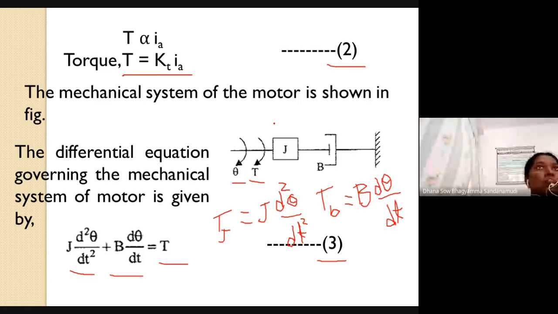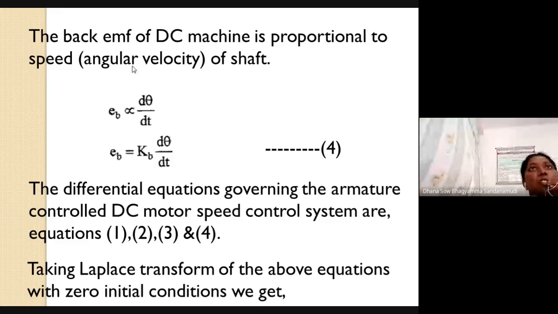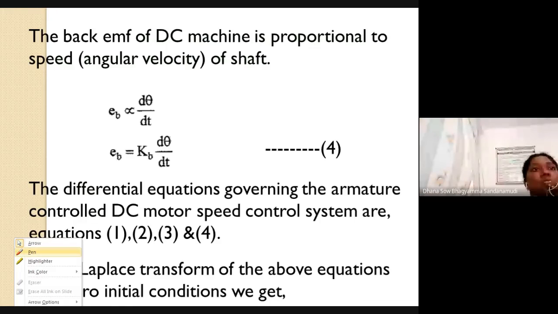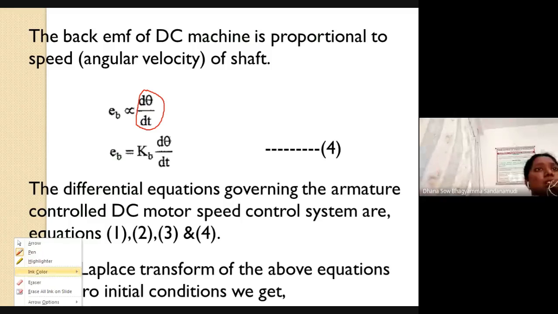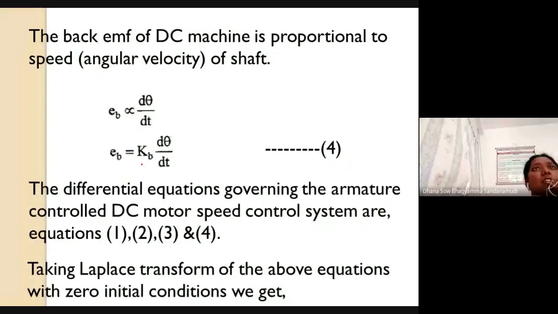Now, the back EMF induced in the motor is always proportional to the angular velocity of the shaft, or we can say proportional to the speed of the shaft. Angular velocity can be represented by d theta by dt. If you remove the proportionality, you replace it by some constant Kb.